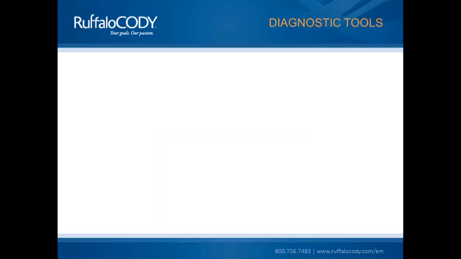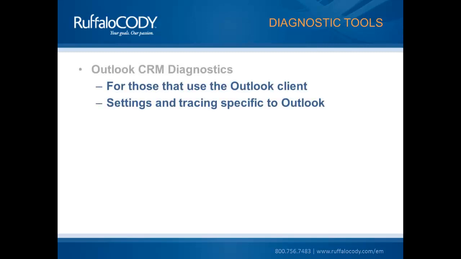Okay, let's talk about the diagnostic tools. I mentioned this at the beginning. We have a few diagnostic tools that are in place to help you do just that, diagnose performance issues. And some of this depends on which client you use. So first of all, if you're using the Outlook client, we do have specific things that you can do to make the Outlook client perform better, or to help trace problems that are happening with the Outlook client. So we'll talk about those.